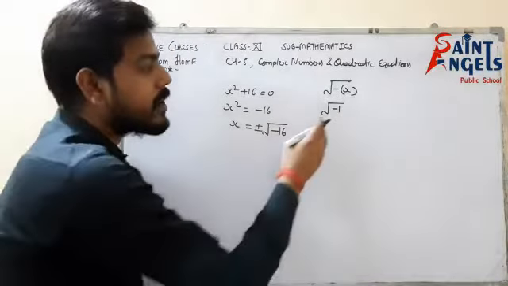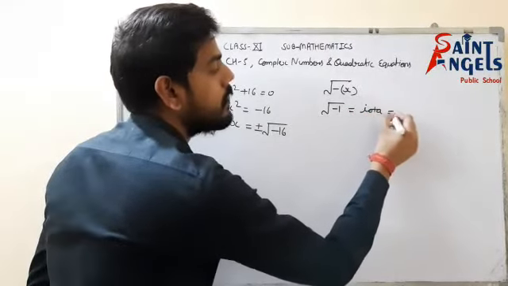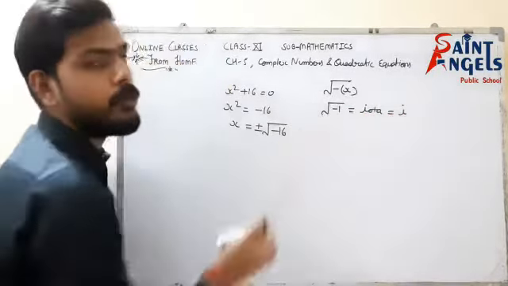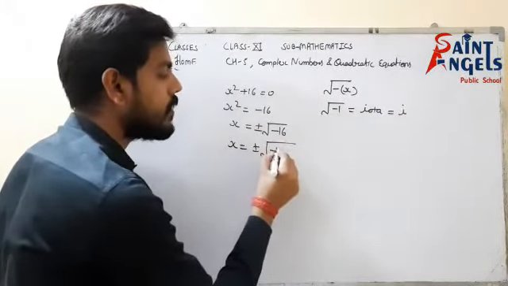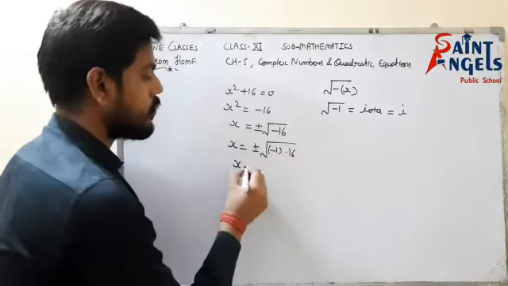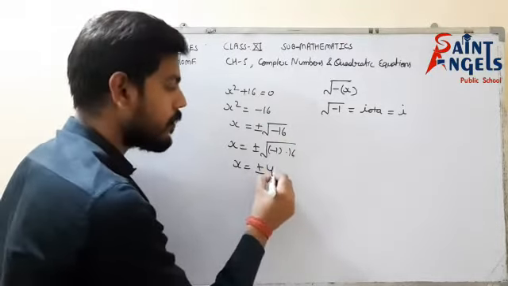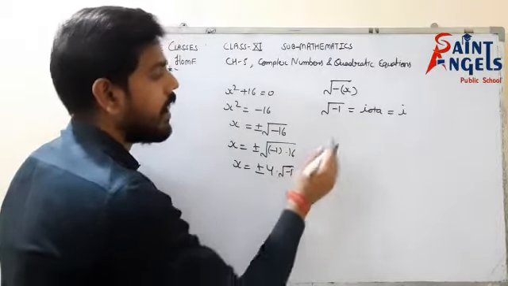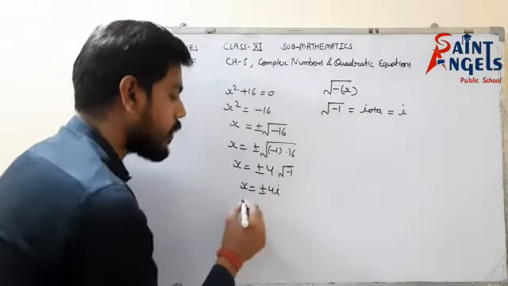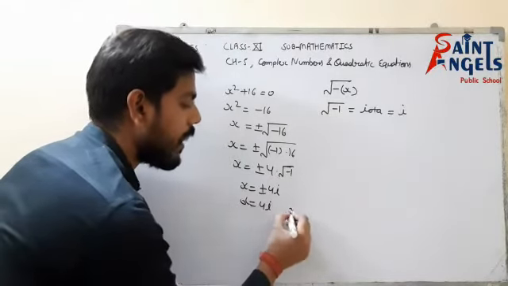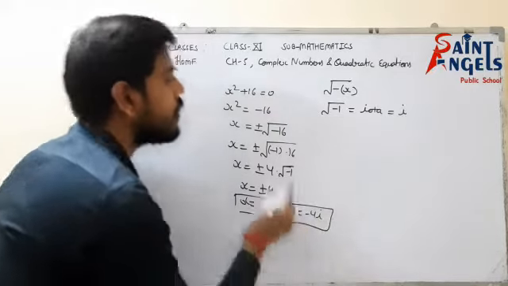Beta, we represent under root minus 1 by a Greek letter iota, written as i. So i equals under root minus 1. So x equals plus minus under root of minus 1 into 16. The 16 comes outside of the root as 4, and under root minus 1 is equal to i. So x equals plus minus 4 iota. So x is either 4i or minus 4i. These are the solutions of this equation.